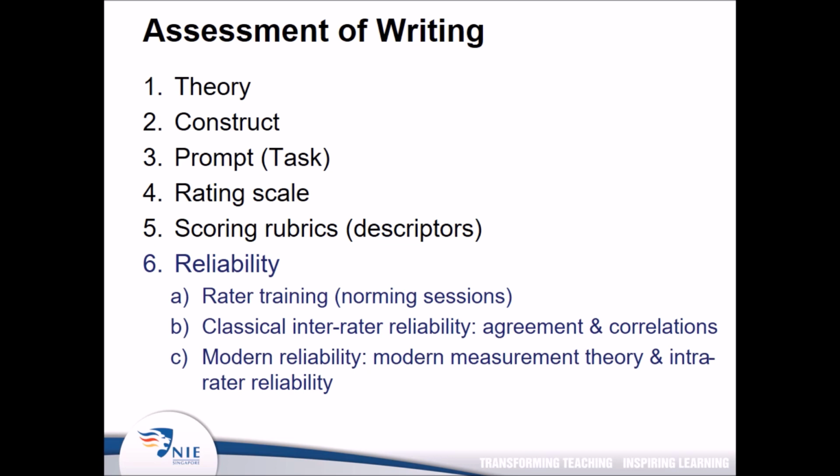Number 4 is a rating scale. It's very obvious to many teachers, because a rating scale is basically that scale that you use in order to score the students. Some rating scales are pretty long and go from 0 to 100, and that's quite confusing in my opinion. Some rating scales are shorter and probably easier to use and conducive to more reliable assessments.